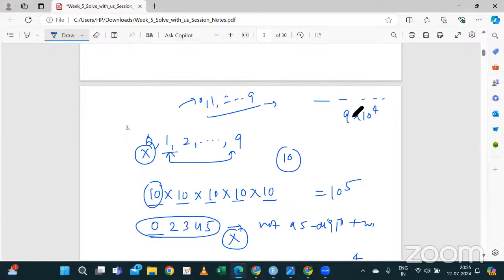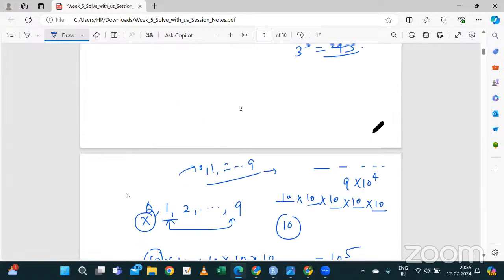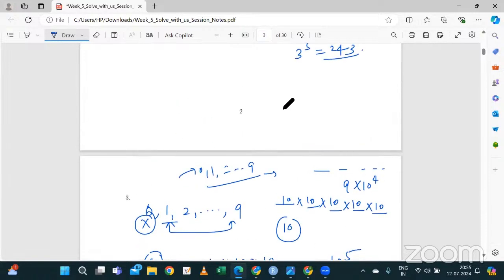What if I'm asking not a 5-digit number? What if I ask you to create a 5-digit password? Then your answer will be 10 raised to power 5, because a password is something like a categorical variable and it can start with 0. If I write 0, 1, 2, 3, 4, okay, you got your password.